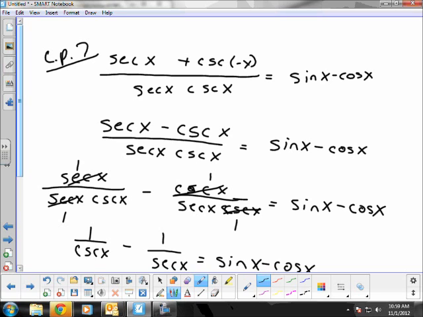Do you get this? Did you look in your identities and see that the cosecant of negative x is equal to negative cosecant of x? They're right there on that very first page. It's 586.